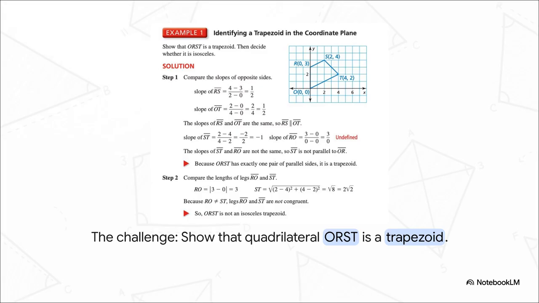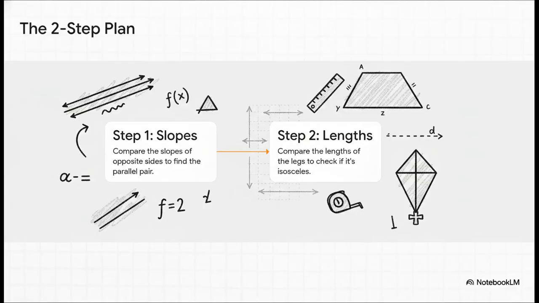The goal is to first prove that this shape is a trapezoid, and then, for bonus points, figure out if it's a special isosceles trapezoid. So here's our 2-step plan of attack. For step 1, we're going to calculate the slope of each side. Remember, if a pair of opposite sides has the same slope, that means they're parallel. Bam! For step 2, we'll find the length of the legs, the non-parallel sides, to see if they match.